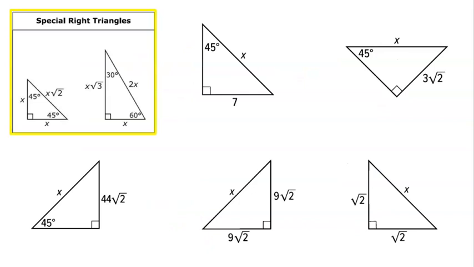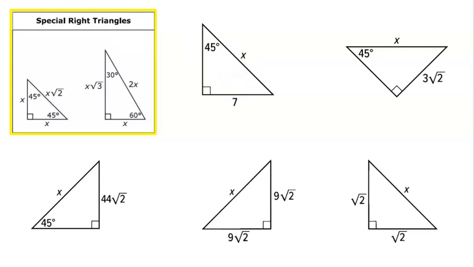Now, thankfully, we don't have to remember that. On our EOC, we do have special right triangles on our reference sheet. And so this is pulled right off of our reference sheet, and we really just have to know how to use it. So let's take a look at this first one.